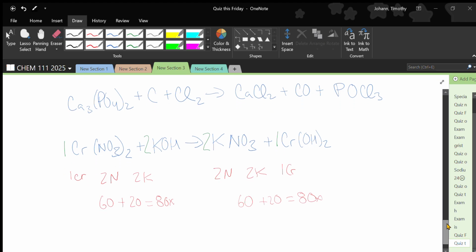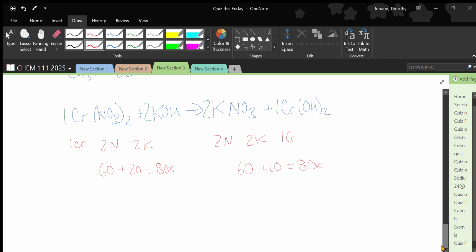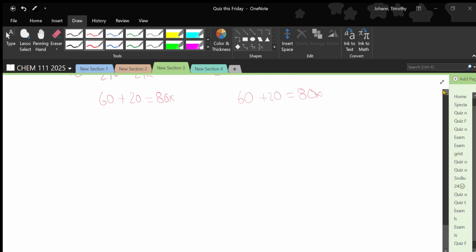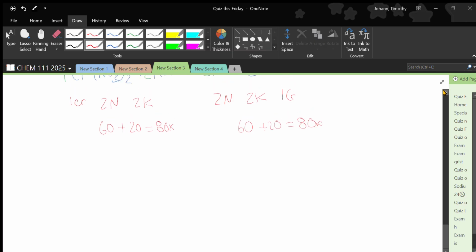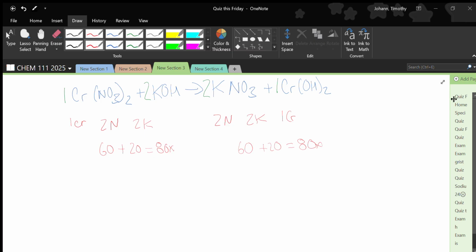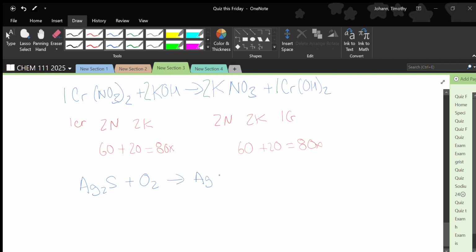Let's try another one. I'm going to give you one without polyatomic ions. And I'm going to sit here and think of a good one with polyatomic ions. All right, how about balancing that? Silver sulfide reacts with oxygen to make silver oxide and sulfur dioxide.